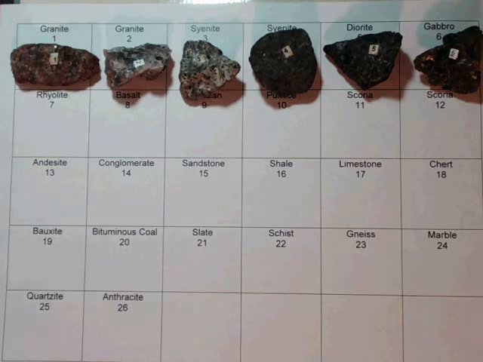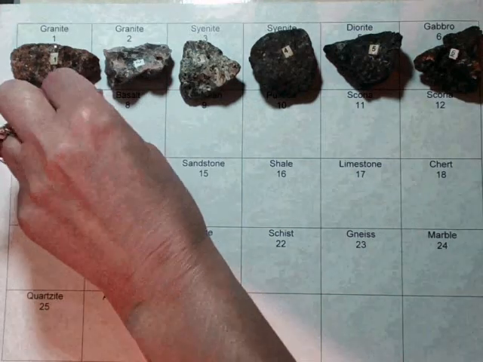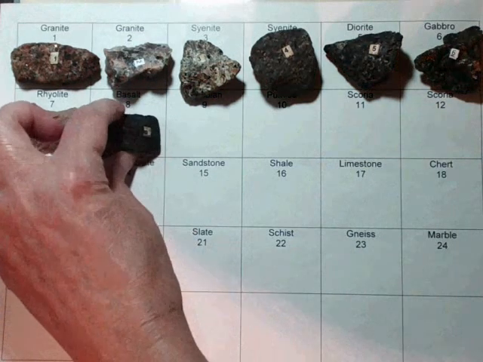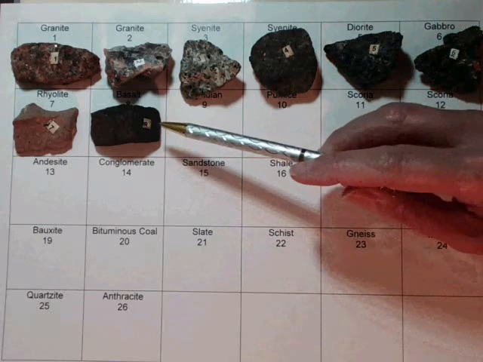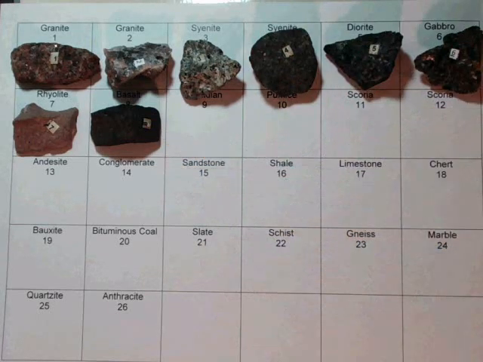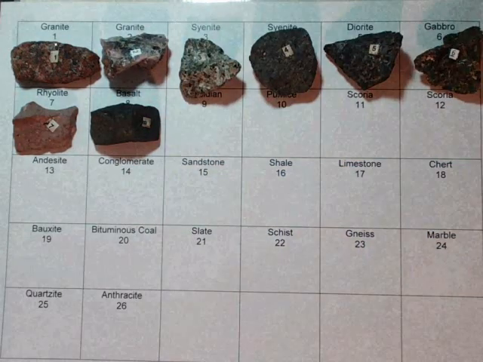And number 7, the rhyolite. And number 8, the basalt. These two exhibit the aphanitic or fine-grained texture. You will need to know these textures. So 7 and 8 exhibit aphanitic textures. See the word basalt there.